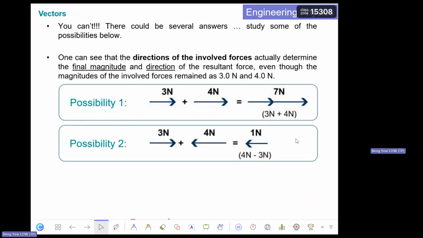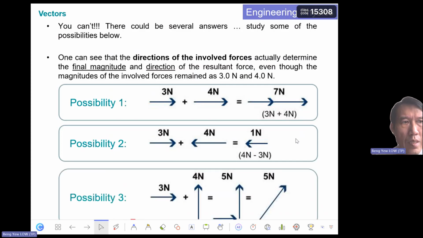The second possibility is when the 2 forces are in opposite directions. In this case, the resultant force is 1 Newton in the same direction as the 4 Newton force. This is the case when the resultant force is minimum. The third possibility is when the 2 forces are perpendicular to each other. But wait, there's a whole host of possibilities if these 2 forces are at any angle to each other. Therefore, we have an infinite number of possible answers.